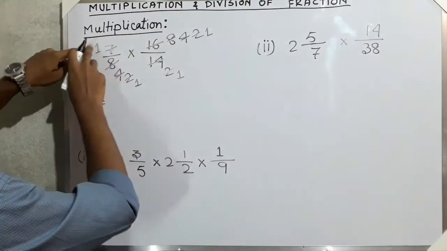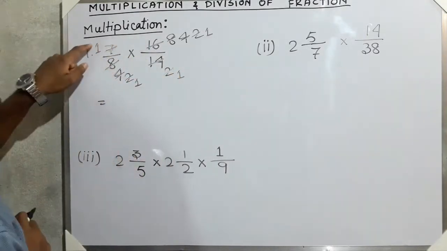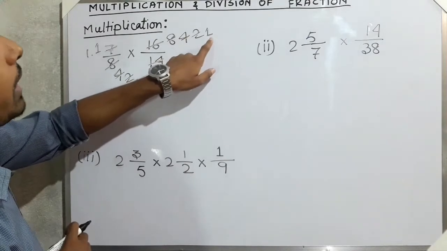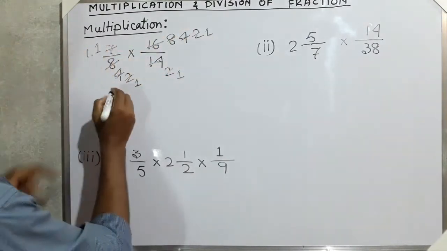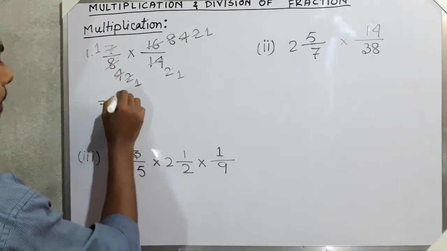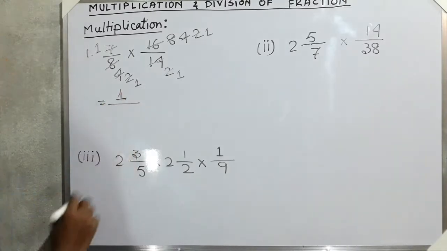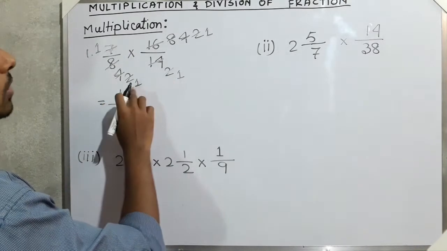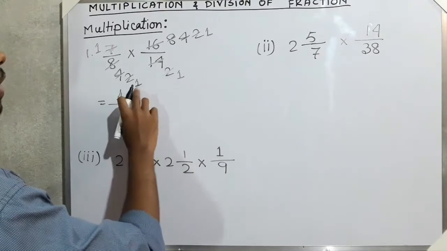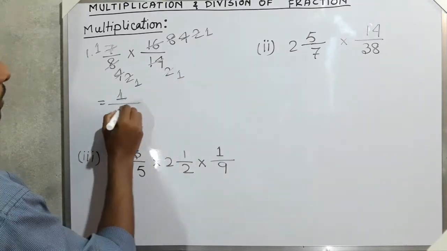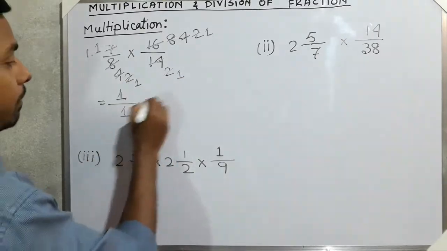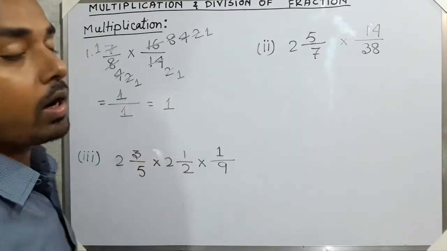Here we have got 1 left after cutting, and here also we have got 1 left after cutting. So 1 into 1 is equal to what? 1. Now here in the denominator also we have got 1 and 1, so 1 1s are 1. Now 1 by 1 means we can write it as 1 only.